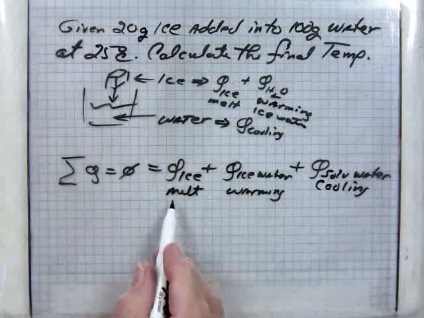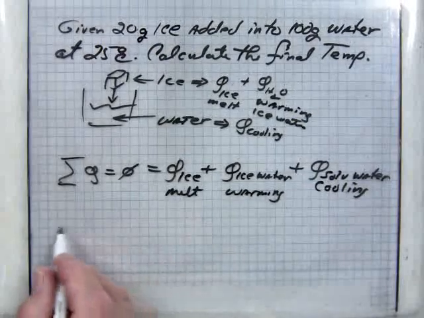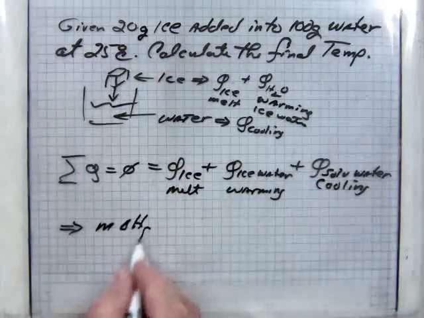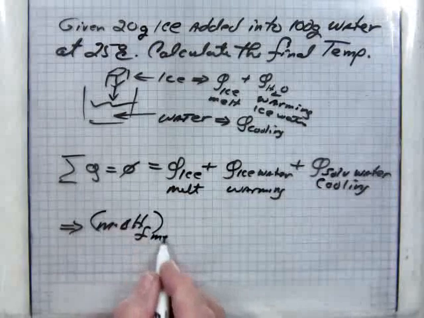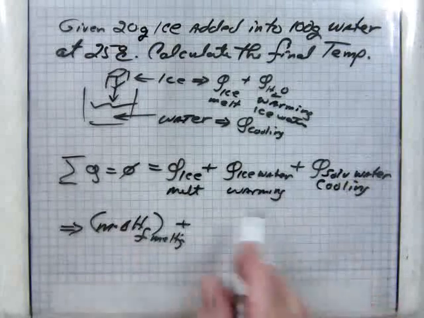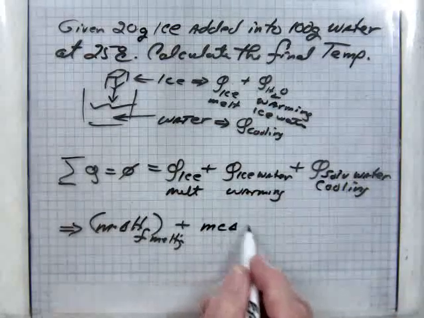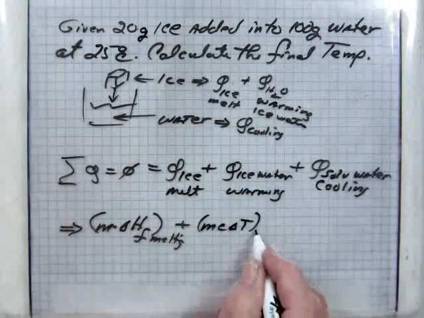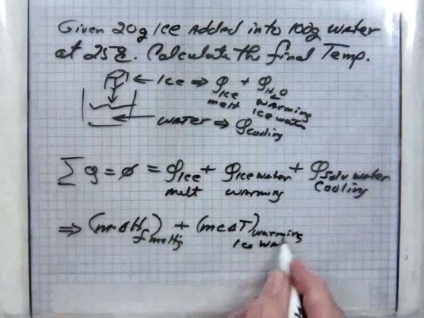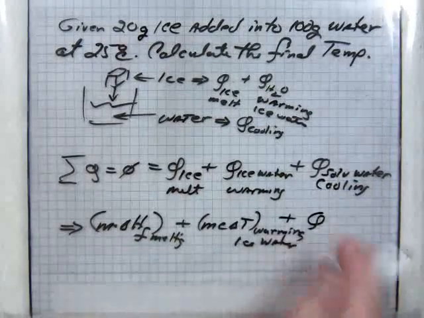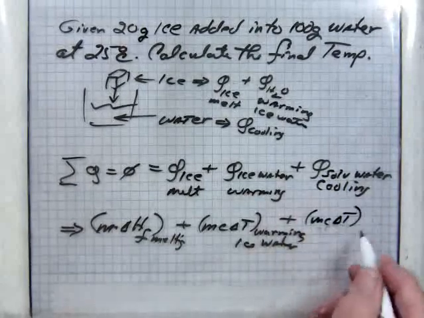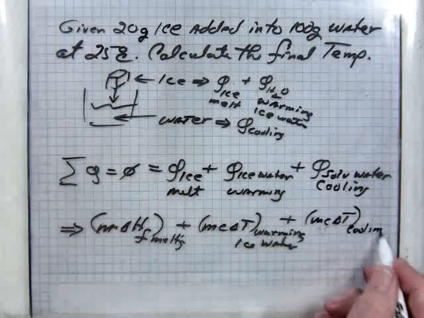Okay, this one has no temperature change with it, so then you have an M delta H of fusion for the melting, plus now you're warming the ice water, so that is an MC delta T for the warming ice water, plus MC delta T for cooling solvent water.